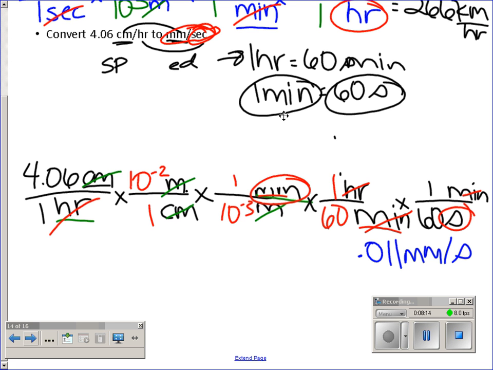So with two-step equations, you just need to make sure that you've written out all your equivalence measures, all the relationships between the units that are listed, and then just track them. See where they are, see where you need to place them in order to cancel. And once you've done that, the math becomes very simple.